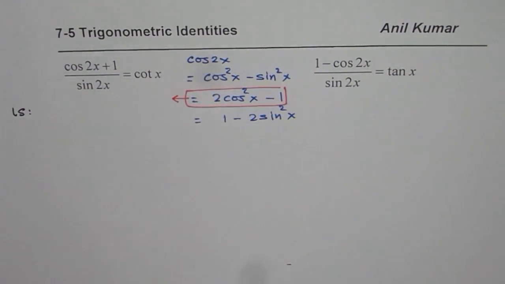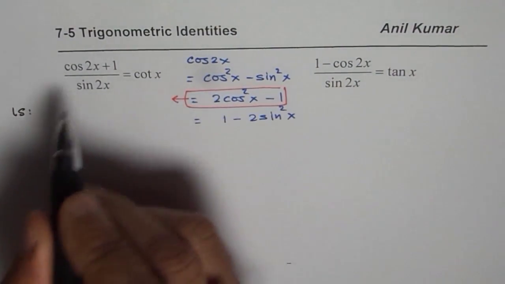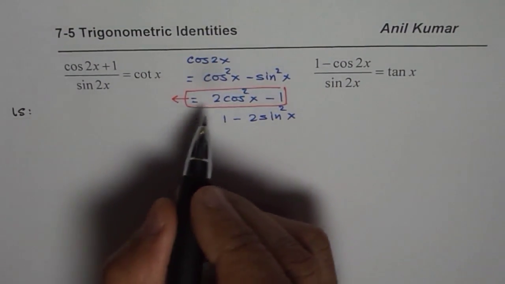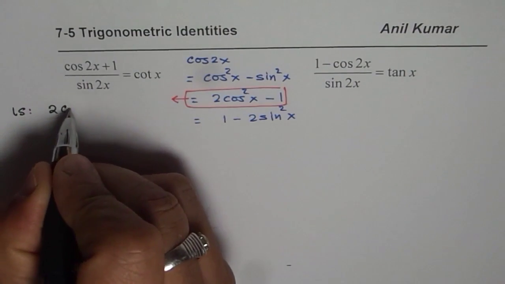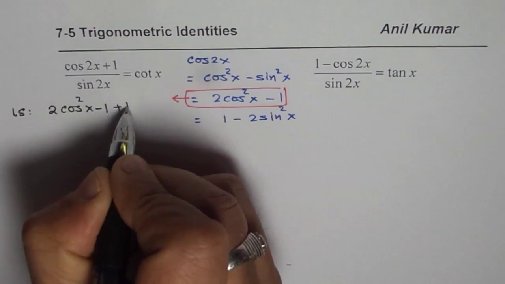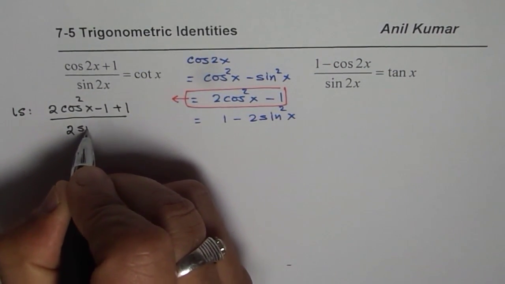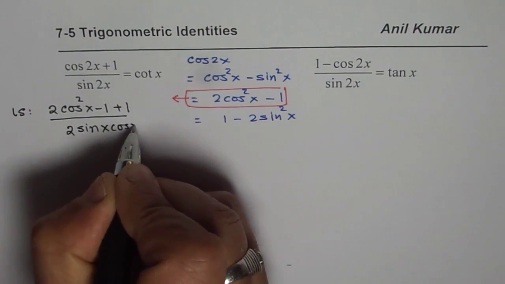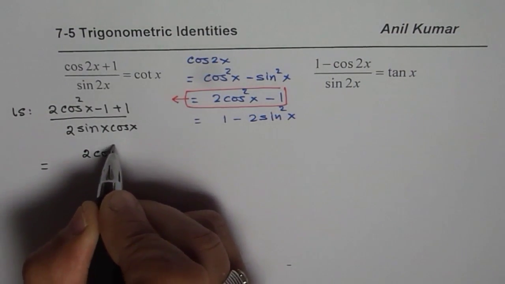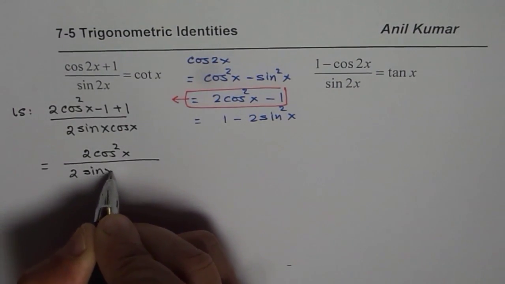Correct? So applying this formula for cos 2x, which is 2 cos square x minus 1, see how this left side gets simplified. Instead of cos 2x, I'm going to write 2 cos square x minus 1, and I have plus 1 already there, divided by sine 2x. Sine 2x is one formula, which is 2 sine x cos x. Correct. Now we can write the left side as 2 cos square x divided by 2 sine x cos x.